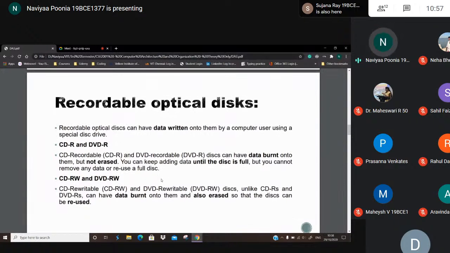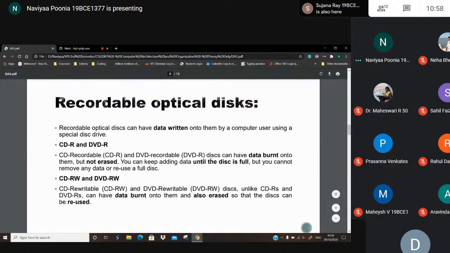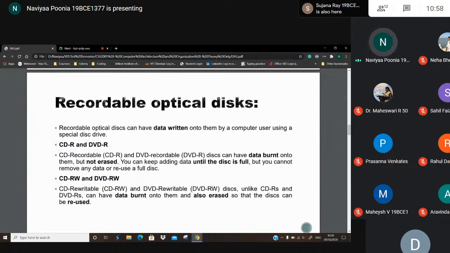With the recordable optical disks, data can be written onto them by computers which have special disk drives called burning disk drives. And we have the CD-R and DVD-R, which are CD recordable and DVD recordable. We can burn data onto these disks, but they cannot be erased. That means we can fill the disk with data, but it cannot be reused after that. But unlike CD-R and DVD-R, CD rewritable and DVD rewritable can be reused, as we can erase the data and rewrite onto them.